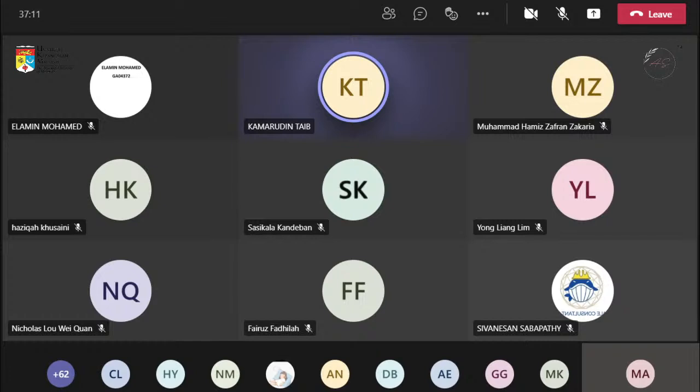Dan selamat sejahtera kepada semua pelajar yang tengah online ni sekarang. Harap tunggu sebentar, saya tengah cuba accept yang belum dapat lagi masuk dalam team ni. Sekejap.